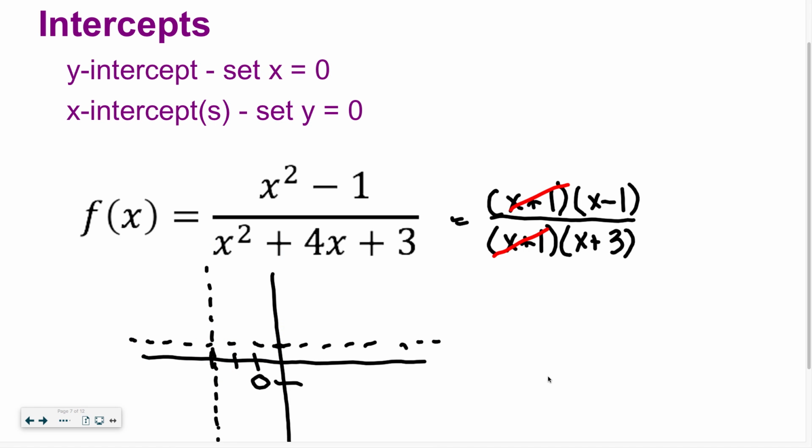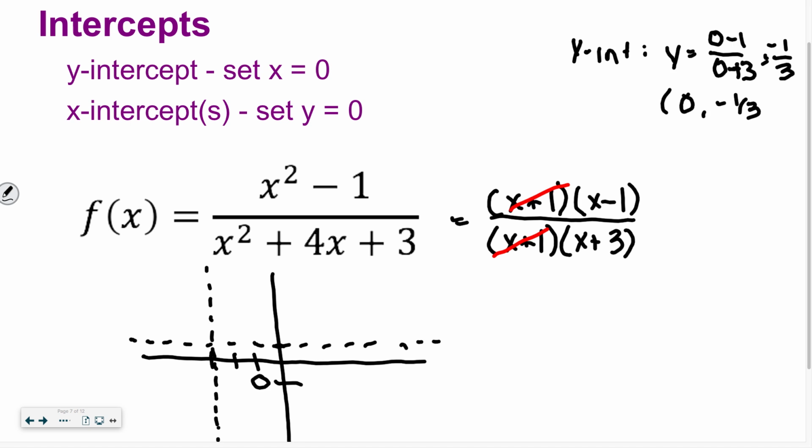And again, if you've already canceled out a hole, the hole is going to take over. It's not going to be an intercept or anything else. So you can just work with the reduced function. So if I was doing the y-intercept, I would set x equal to 0 in the reduced function. That would be 0 minus 1 over 0 minus 3. Oh, plus 3. So that's negative 1 over 3. 0 and negative 1/3. Is it okay that my y-intercept is a fraction? For sure. Just go down a little bit, right? Okay, so I'm going to go down 1/3. About right there.